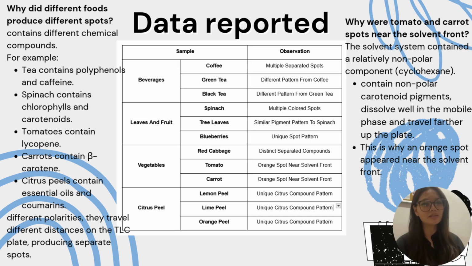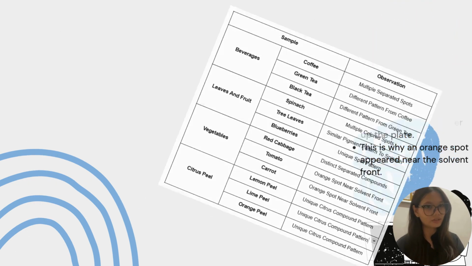Why were tomato and carrot spots near the solvent front? It is because the solvent system contains a relatively non-polar component. The non-polar carotenoid pigments dissolve well in the mobile phase and travel further up the plate. This is why an orange spot appears near the solvent front.